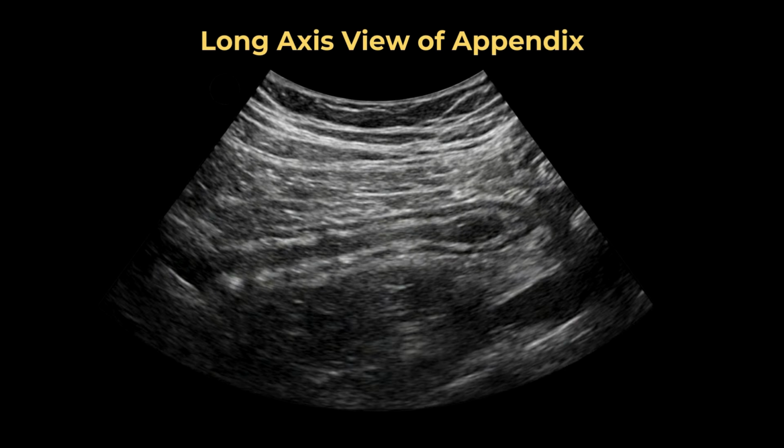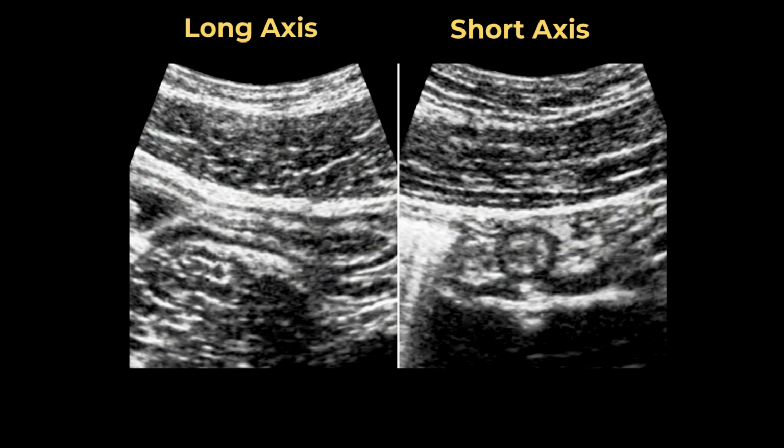On ultrasound, the appendix appears as a blind-ended, tubular, non-peristaltic structure on the longitudinal view. A normal appendix is compressible. To confirm that you are seeing the appendix, always look for the blind end. On the transverse or short axis view, the appendix appears as a perfectly circular or ovoid structure. When you apply pressure with the probe, it should easily compress or disappear.